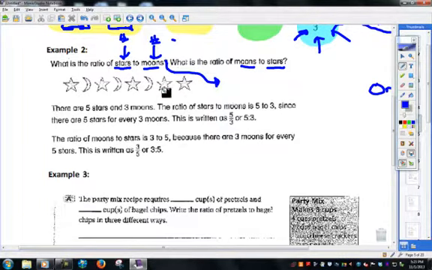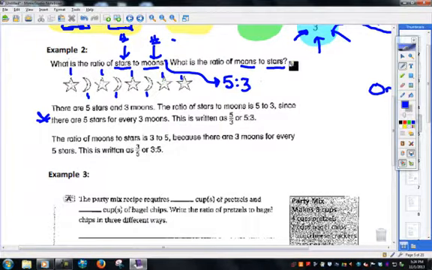Go ahead and let's count how many stars there are. There's 1 star, 2 stars, 3 stars, 4 stars, and 5 stars. So I know there are 5 stars. Colon. And then I know there are how many moons? 1, 2, 3. So the ratio would be 5 to 3. You can see it's right here for you. I guess I didn't have to do that.